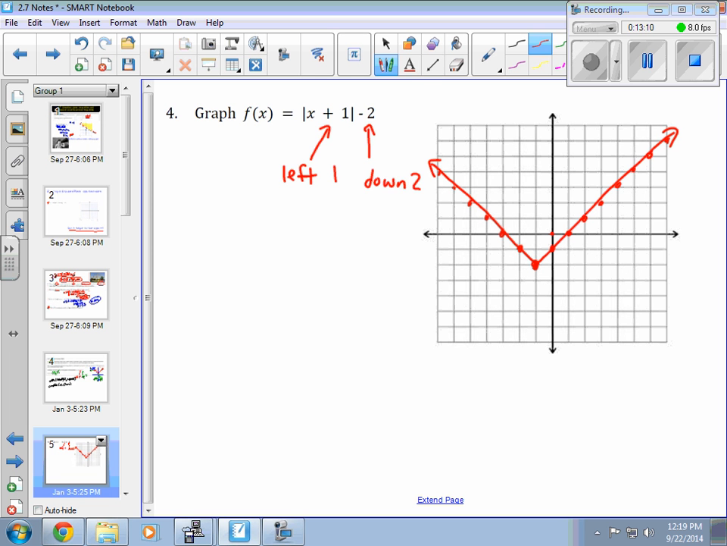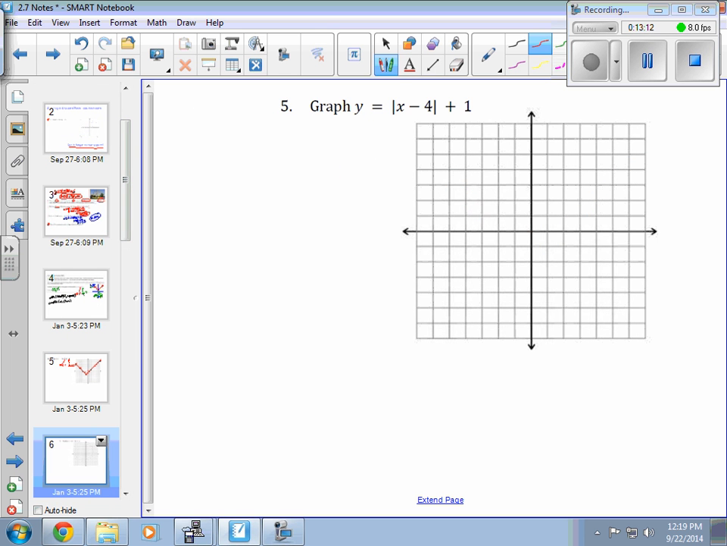Okay, for tomorrow, the last one I want you to try, see if you can try out number 5 and graph that one. And we'll finish the notes tomorrow.